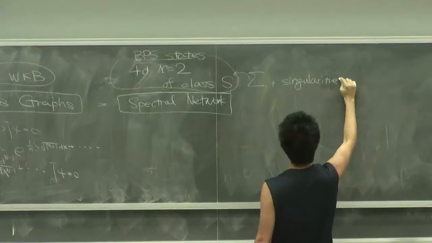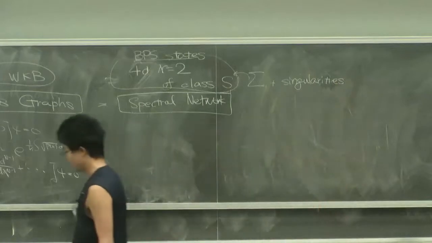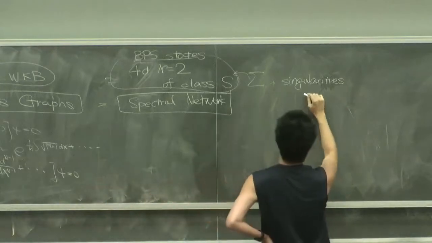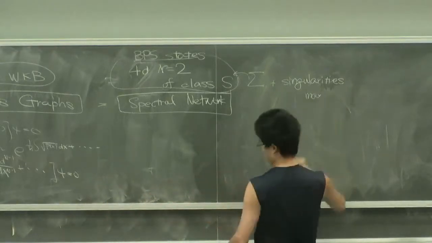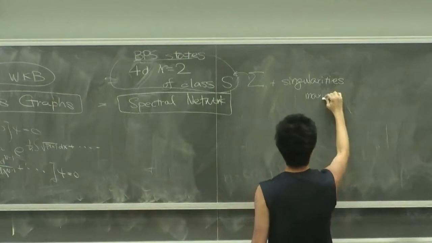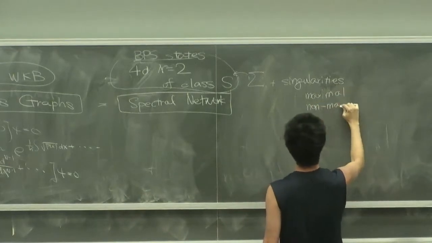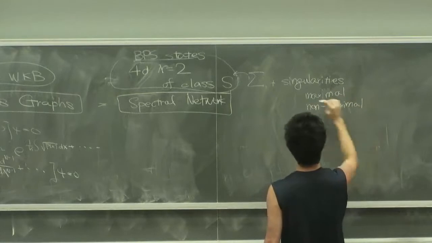Singularities. And there are various different types of singularities. What people in this class's literature refer to, first of all, are so-called regular punctures. And the punctures come as maximal and non-maximal, whose meaning I'm going to hopefully explain.